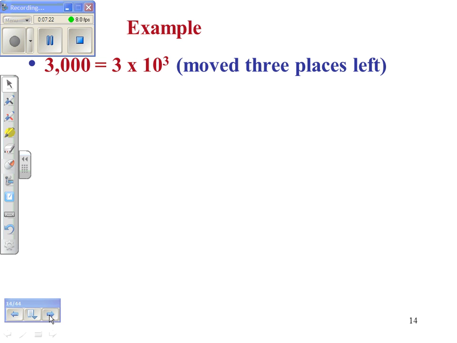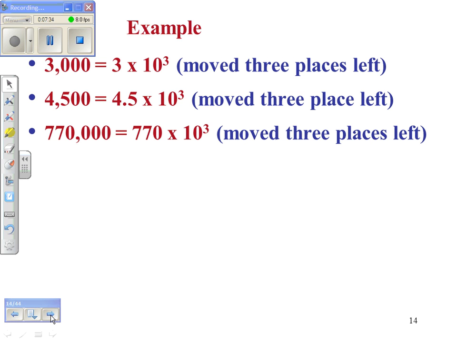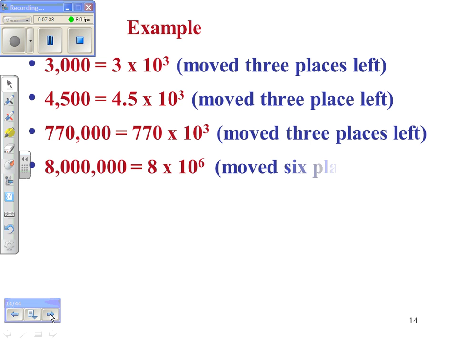3,000 of something is 3 times 10 to the third, or 3 kilosomethings. 4,500 becomes 4.5 kilosomethings. 770,000 is 770K. Then we have a bigger number. 8 times 10 to the 6th would be kilo, mega. 8 mega somethings, right?